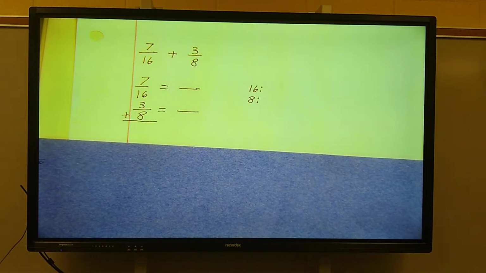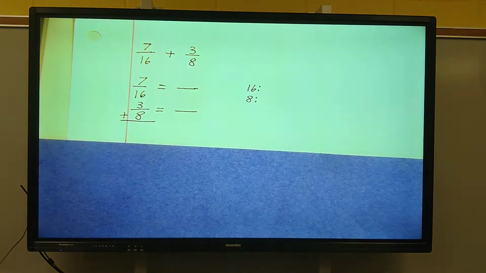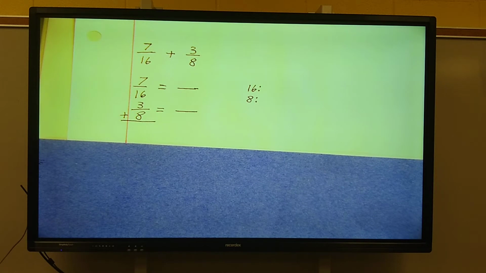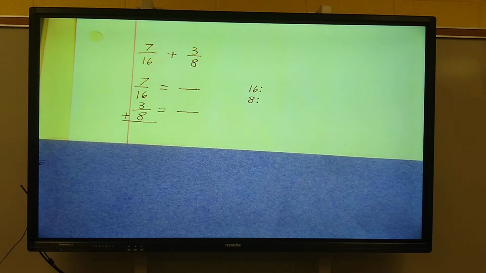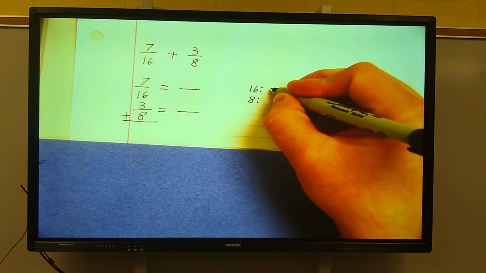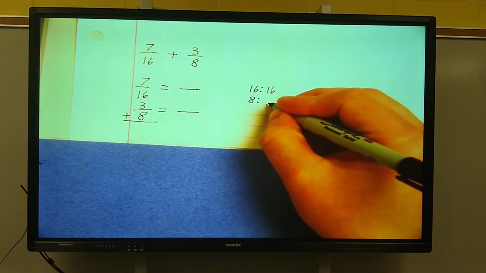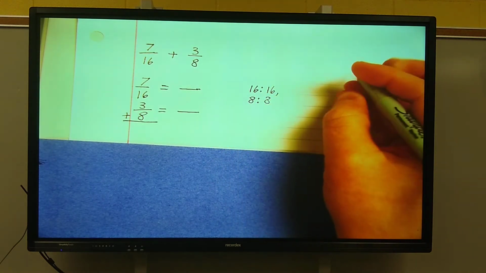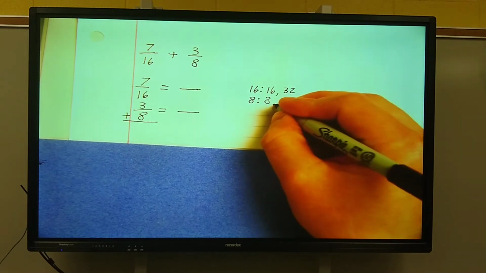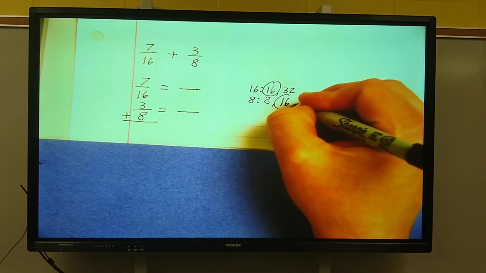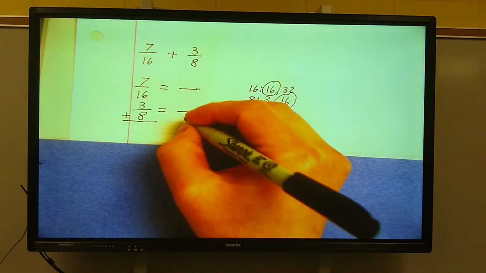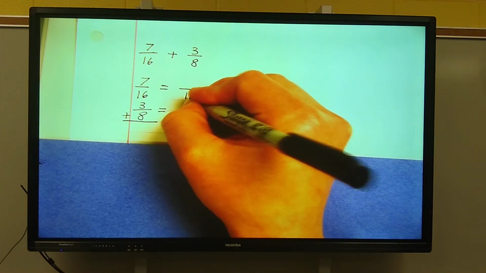First thing you do, you line them up vertically. Now you must find the new denominator because these denominators are not the same. You do that by finding the least common multiple, and you have to multiply to do that. So, 16 times 1 is 16. 8 times 1 is 8. 16 times 2 is 32. 8 times 2 is 16. Stop. We found one that's the same. 16 is my new denominator.